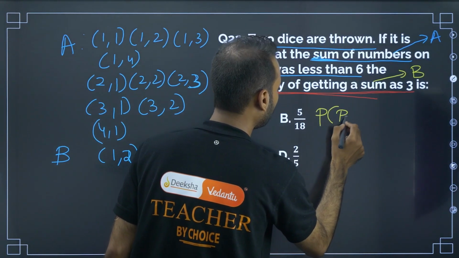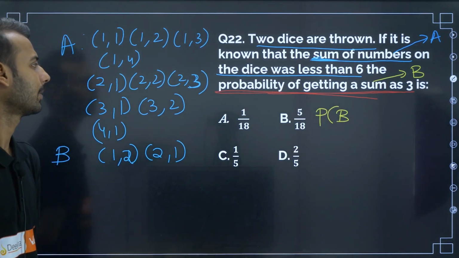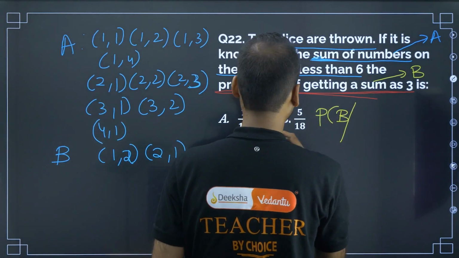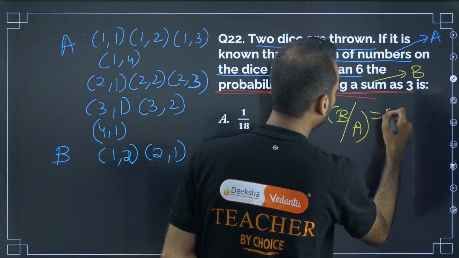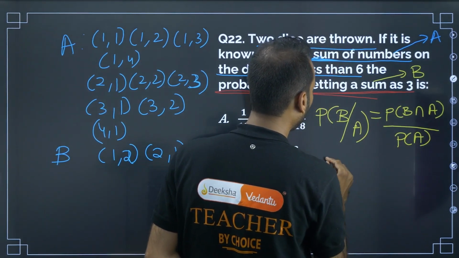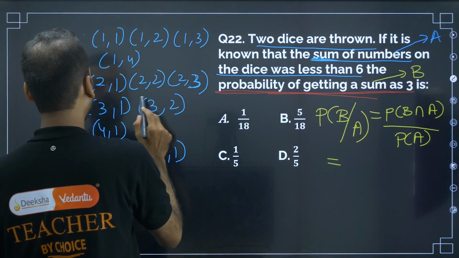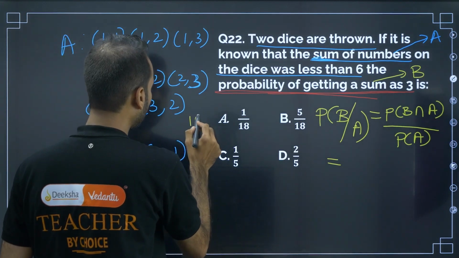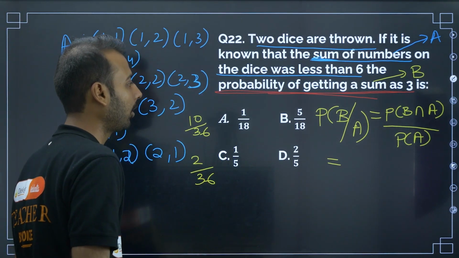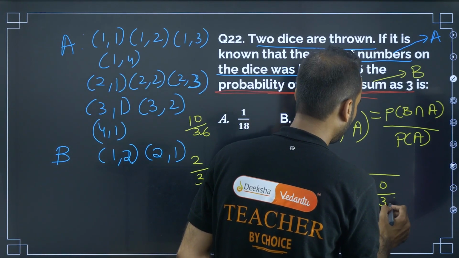Now what is the question? Probability of B, given that the two dice are thrown and the sum of numbers on the dice was less than 6. So probability of B intersection A by probability of A. Now probability of A is how much? If I count all this, 1 2 3 4 5 6 7 8 9 10, 10 by 36. So probability of A is 10 by 36.